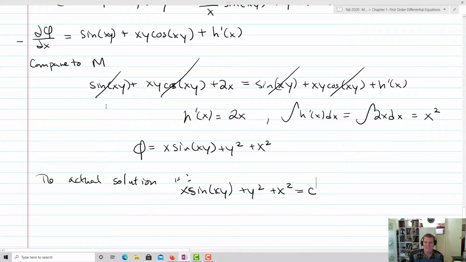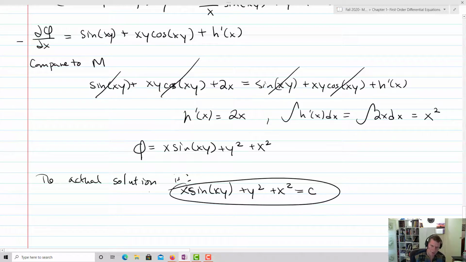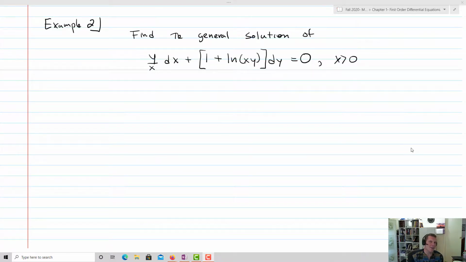That's going to give us phi. Okay? Once we get phi, all we've got to do is set that equal to some constant c, and that, in fact, is the general solution. There's our general solution. Let's take a look at another example so we can see actually how this is done and just solidify what's happening.